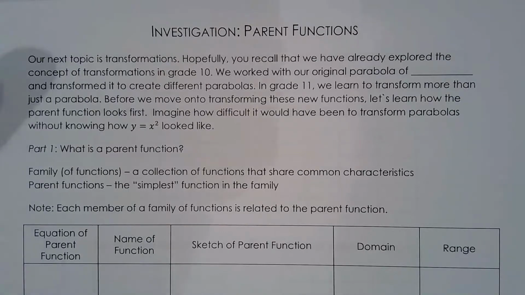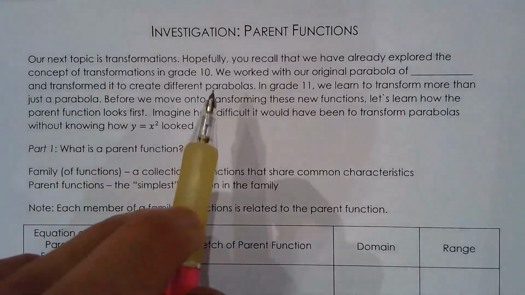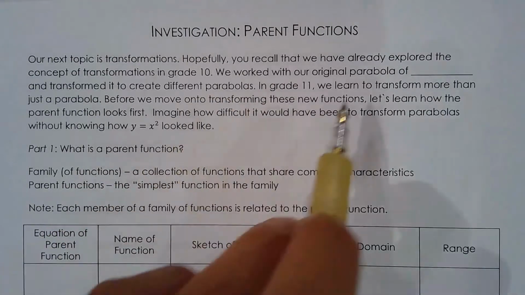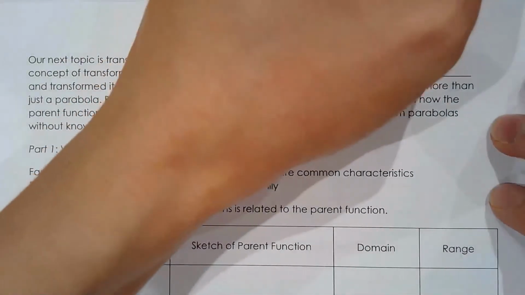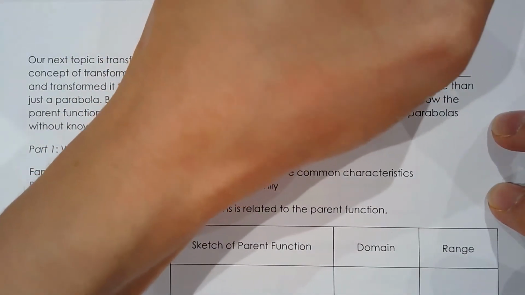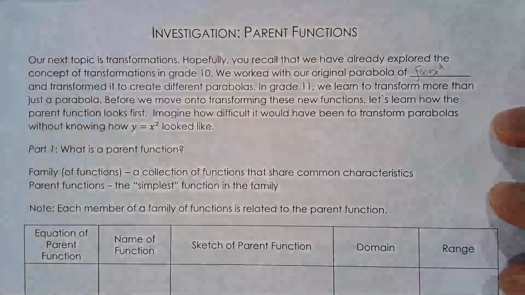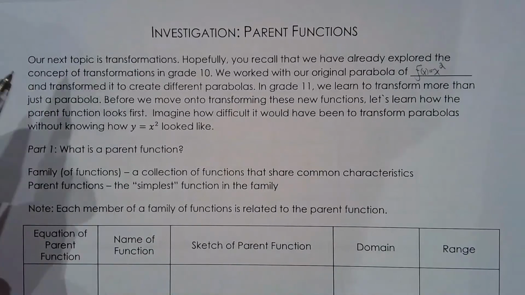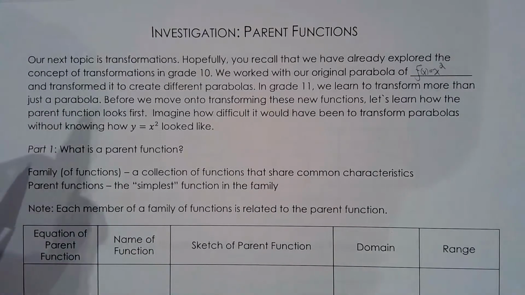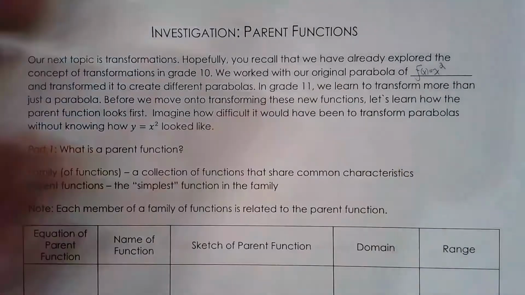Just to quickly refresh your memory, we did talk about transformations in grade 10. So you transformed the parabola. The equation of the original parabola is f of x equals x squared, and you created all these different types of parabolas from your original parabola of f of x equals x squared.